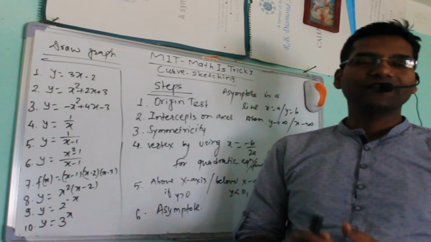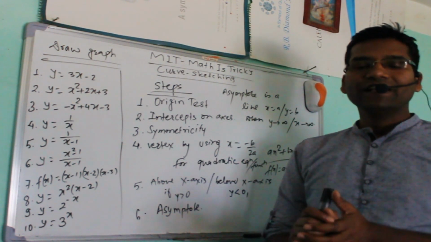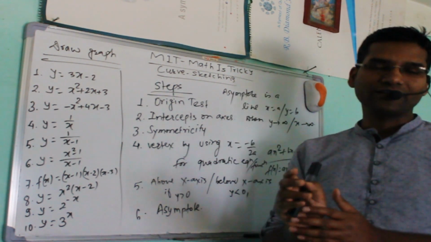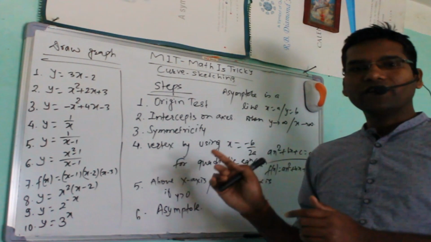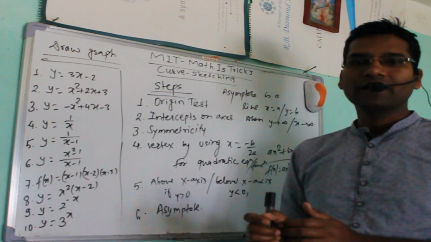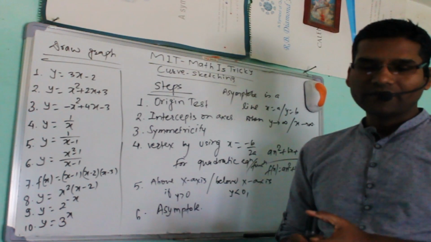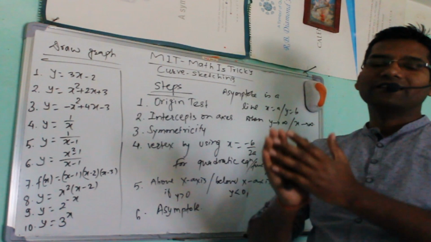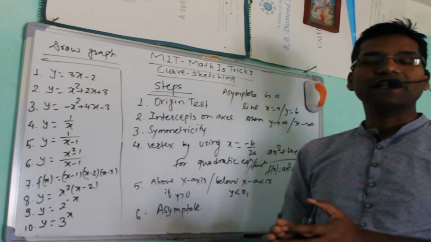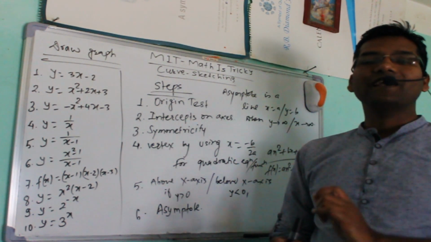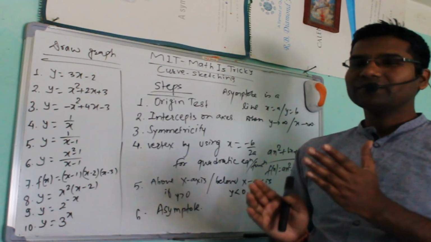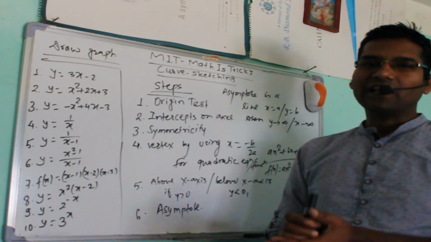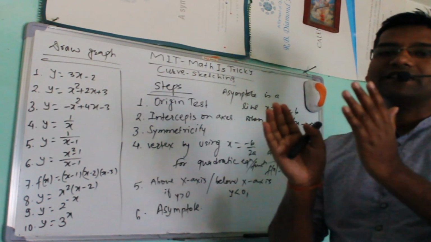X equals a is said to be an asymptote if the curve meets the line at infinity. Okay, that means for x equals a, y tends to infinity. Maybe y equals b, be a line. That means the curve will meet the line at infinity. Asymptote means the curve will meet the line at infinity. That means they will be very close to each other, but they will never touch. Okay, that means at infinity we consider that they meet.